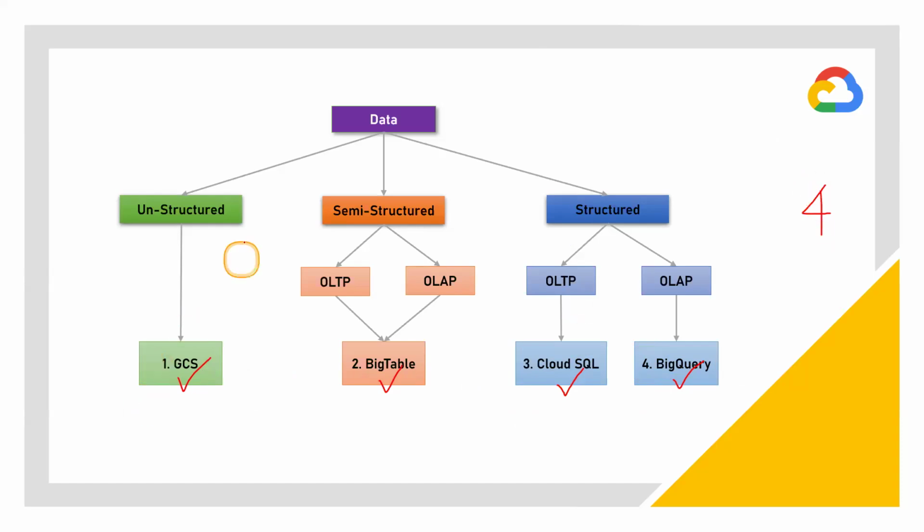Okay, one is Google Cloud Storage for unstructured data. For semi-structured data, for NoSQL databases, you can go for the Bigtable. For structured OLTP, you can go for the Cloud SQL. For structured warehouse activities, you can go for the BigQuery. Okay, these 4 services we are going to cover. Don't worry about it. We are going to see all of these in detail in our upcoming sessions, just to tell you what services we are covering.